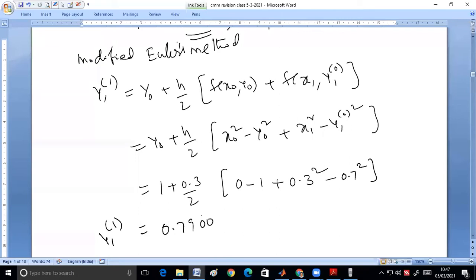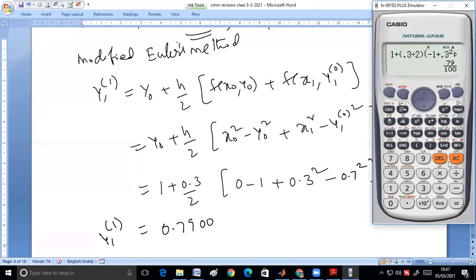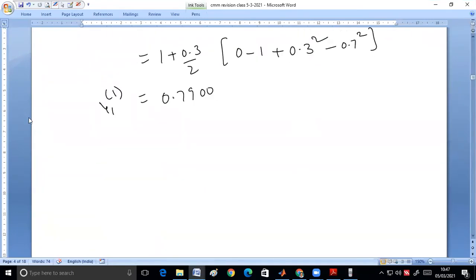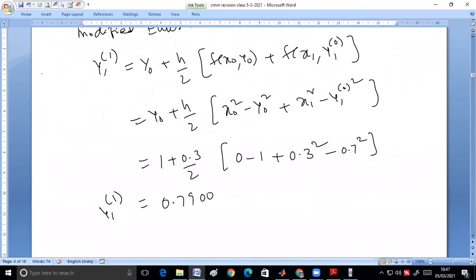I will change the mode. Shift mode 2, then no problem. Next time we will get the decimal points, and also fix 4 decimal points. Next time we will get the 4 decimal points directly. Now this is the first approximation.